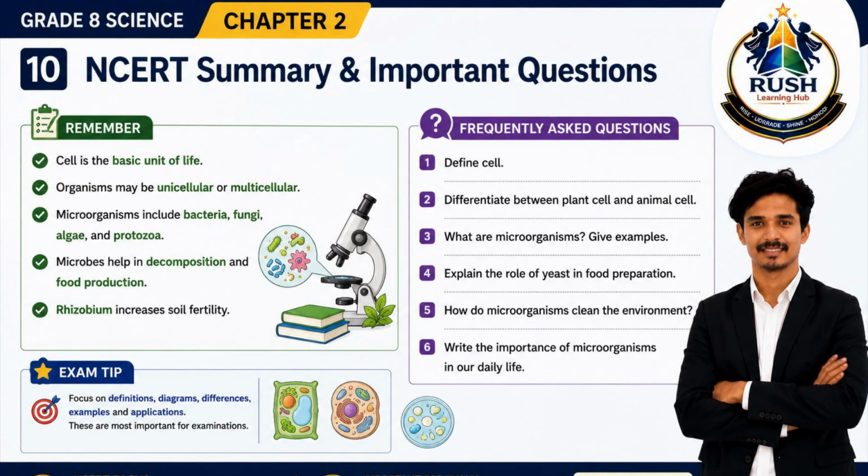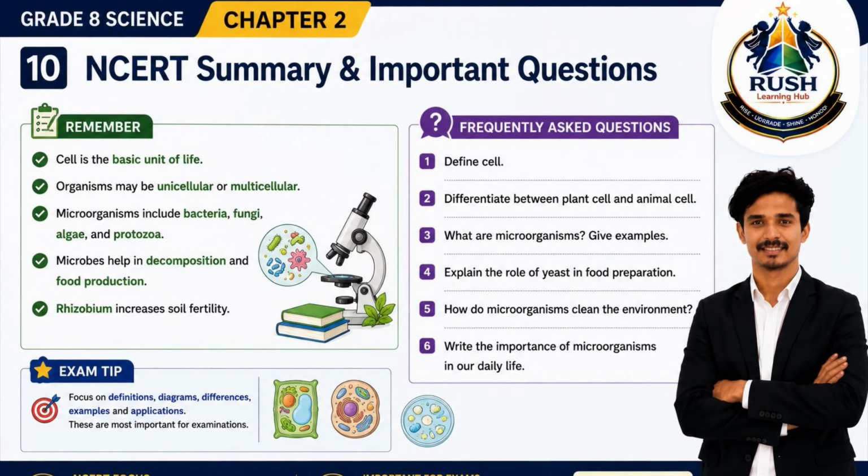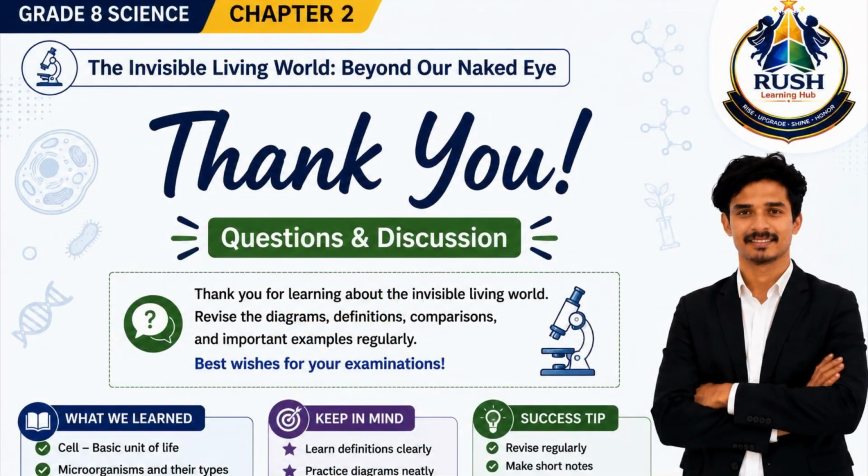For examinations, students should focus on definitions, diagrams, comparisons, examples, and applications. Practice important questions such as defining a cell, differentiating plant and animal cells, explaining microorganisms, describing the role of yeast, and discussing the importance of microbes in nature. Regular revision of these concepts will help you score well in examinations.